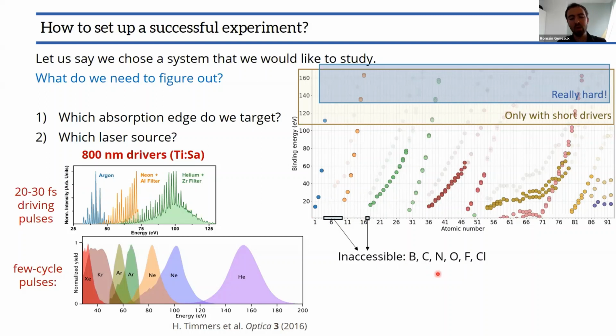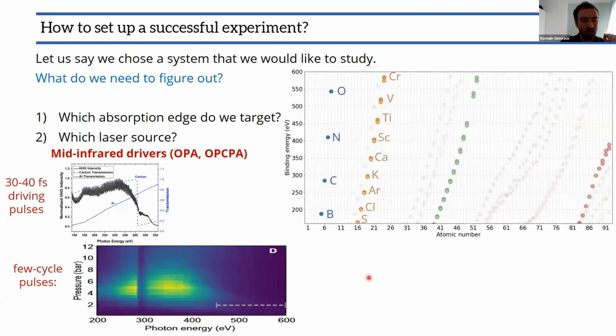So it's boron, carbon, nitrogen, oxygen, fluorine, chlorine. Pretty much the specific elements that you want to study if you were interested in chemistry, you cannot, because they're not there. They're just higher up. And so this has been one of the major drives towards longer wavelength drivers. Because of that, you can now access a lot more photon energies.